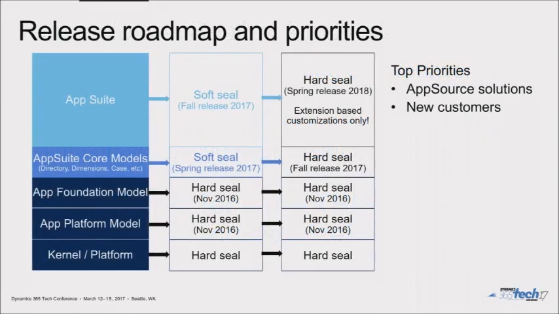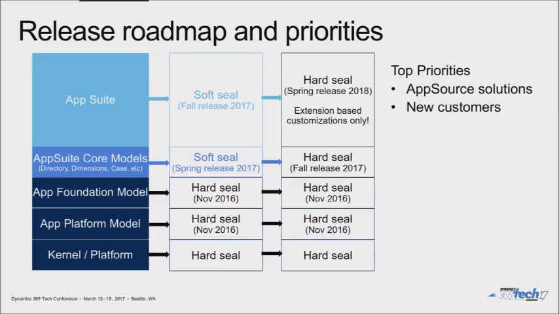So here's the roadmap. First of all, the disclaimer: this isn't finalized. We're looking for details to come out in May to finalize this roadmap, but this is the plan of record at this time, and these are the targets that we have. Like I've been saying, the kernel, the app platform, and app foundation are all hard sealed as of November 2016.